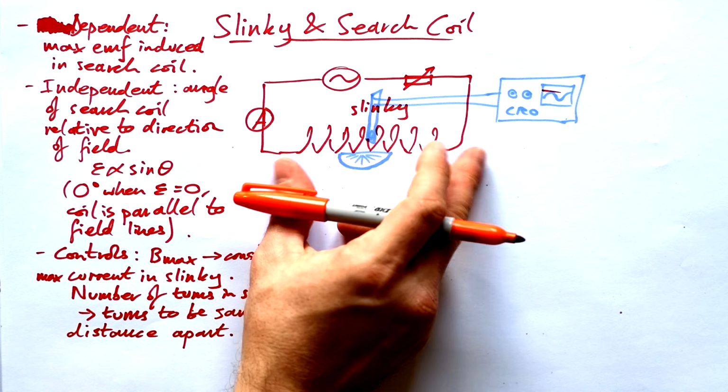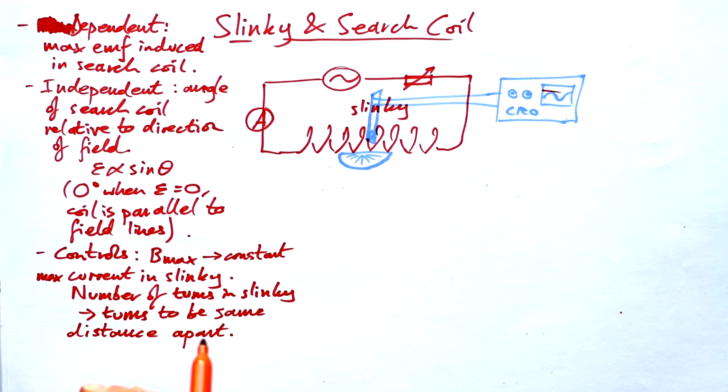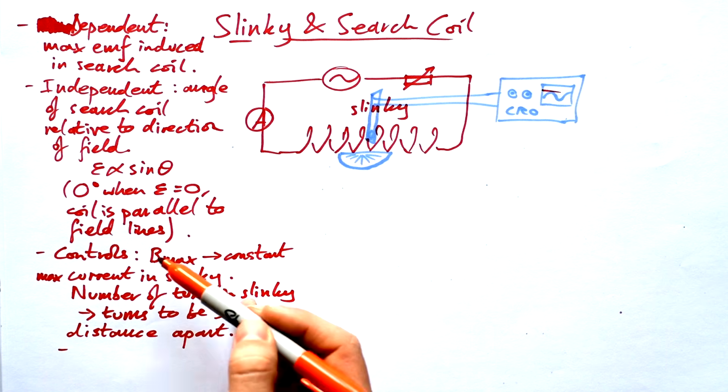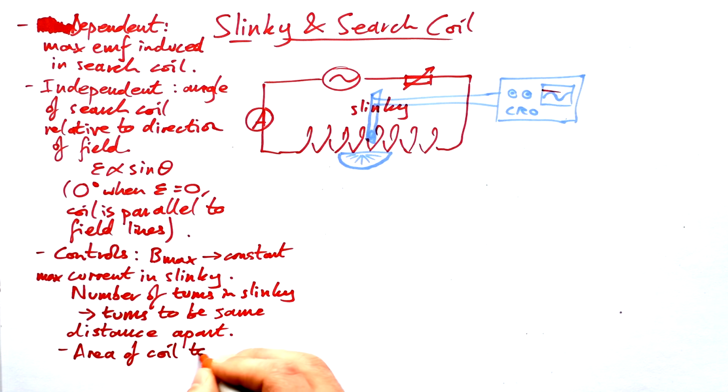If the slinky compressed or expanded a bit, then it is going to change the flux density in the middle a bit. And finally, if we're talking about flux linkage, we've done B and N. We also want the area of the coil to be constant.